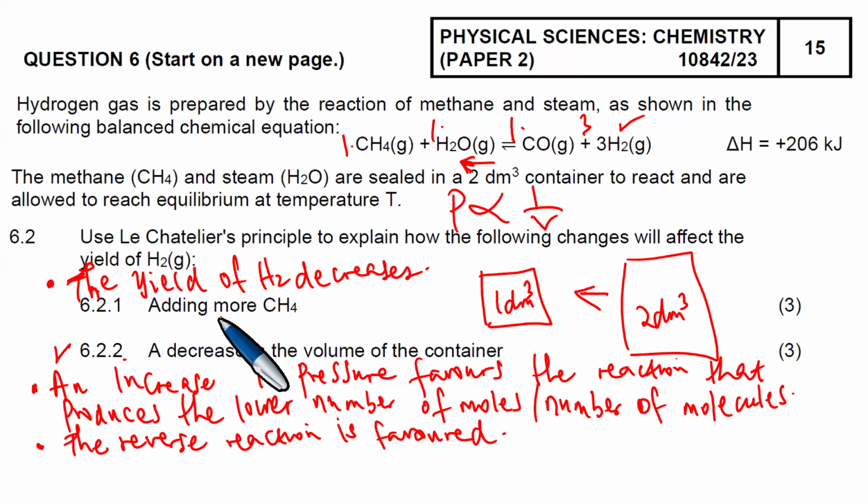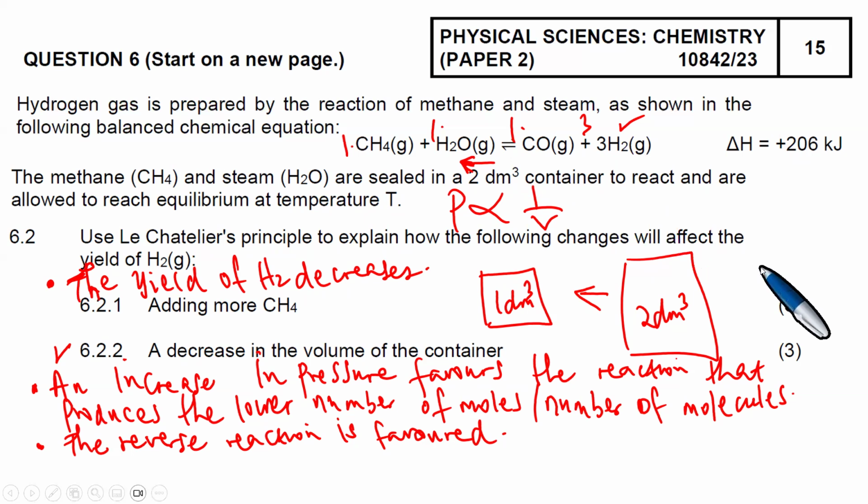If the reverse is favored, it means that we are using up the products, we are using up hydrogen, we are using up carbon monoxide, and therefore it means that the yield of H2 gas decreases. And this is our observation. We move on to the next question.